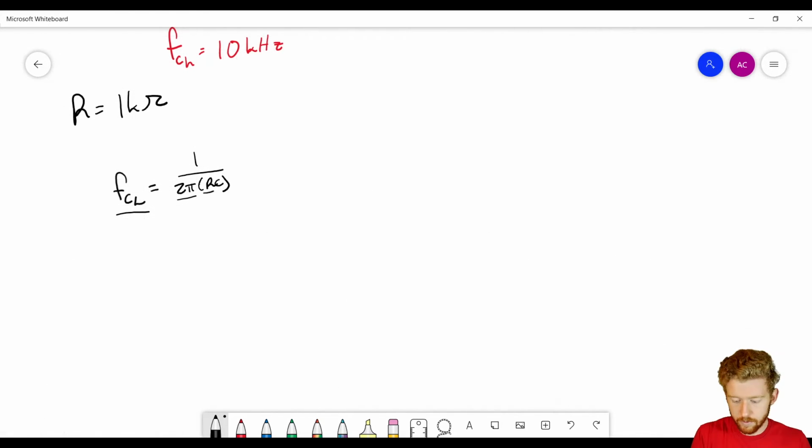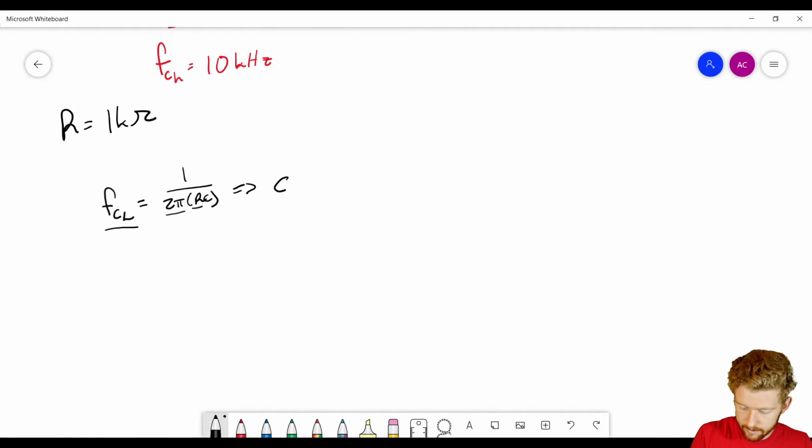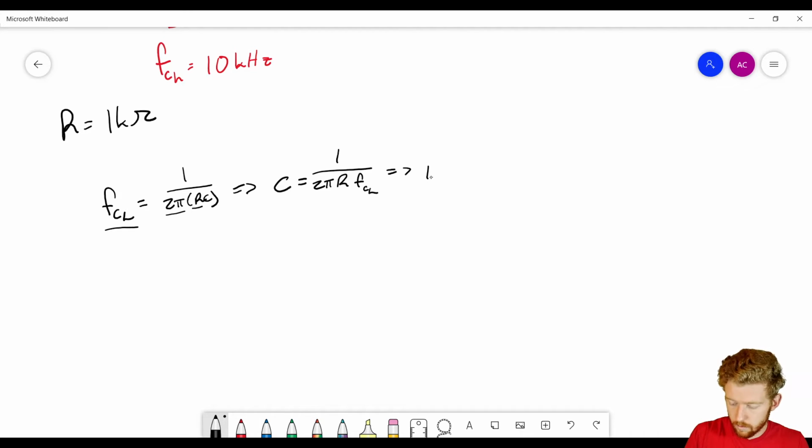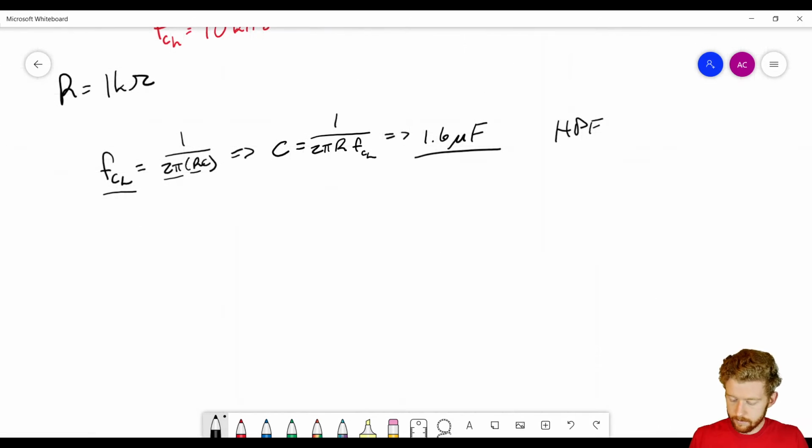So what we can do is just rearrange this equation, really simple algebra, and we'll get that C is equal to 1 over 2 pi R FCL. And then we can plug this in to get 1.6 microfarads. Okay, 1.6 microfarads. And this is for our high-pass filter. Now, let's do the next one.